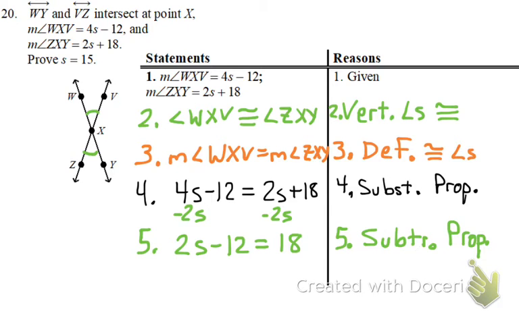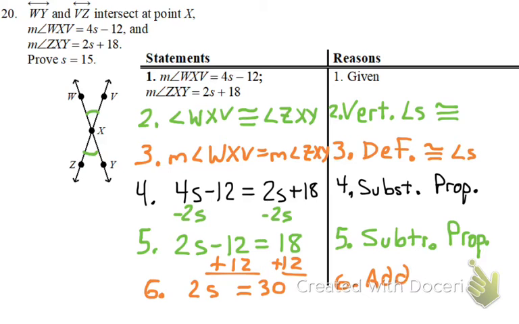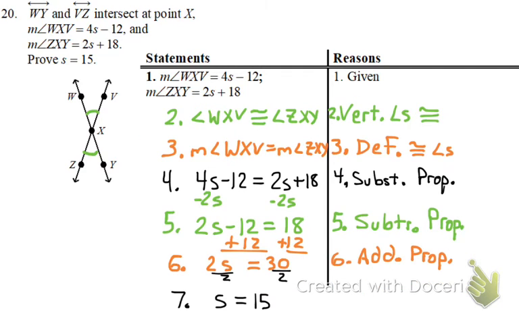All right, a couple more steps. Let's see, add 12 to each side. And so we get 2s equals 30. Addition property of equality allows us to add the same number to each side. And then to get rid of the multiplying by 2, we'll divide by 2, and finally we will get to our proof statement, which says s equals 15. And so it's the division property of equality that allows us to divide each side by the same number.